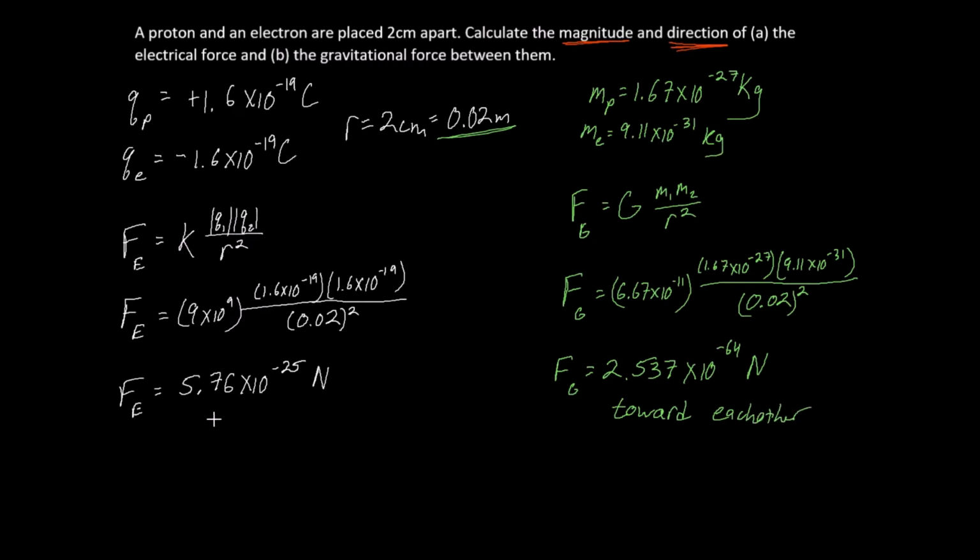And then let's go ahead and figure out the electrical attraction. So here we need to remember that opposites attract. The proton and the electron, they do have different charges on them, so this will also be toward each other. So that's a very important thing. Make sure you do go back and read those directions because that is something that I forgot to do, and it's very, very easy to happen to you as well.